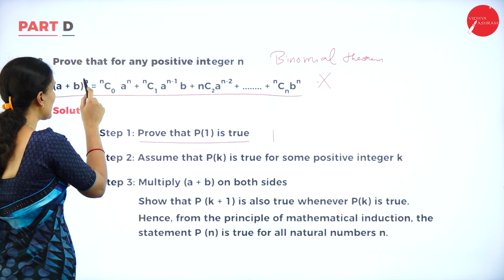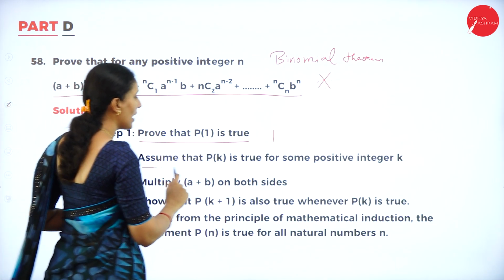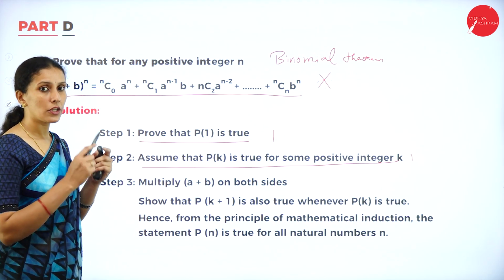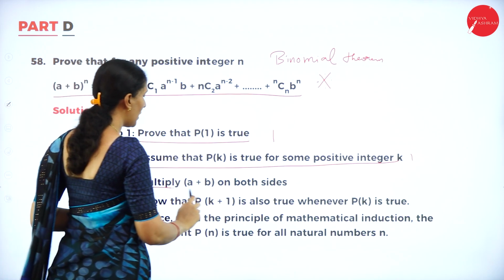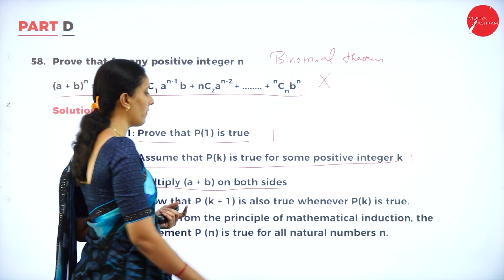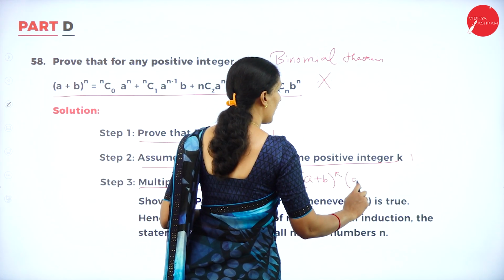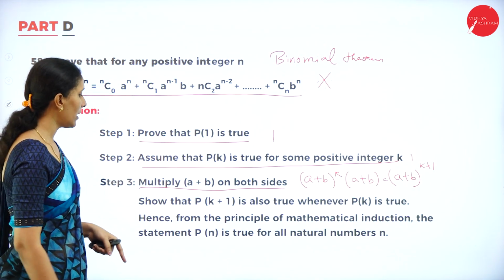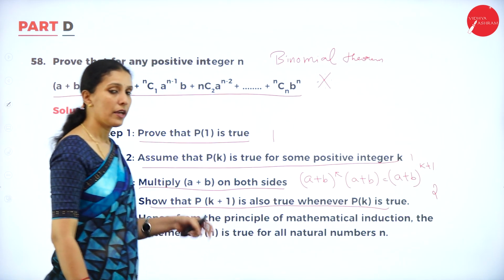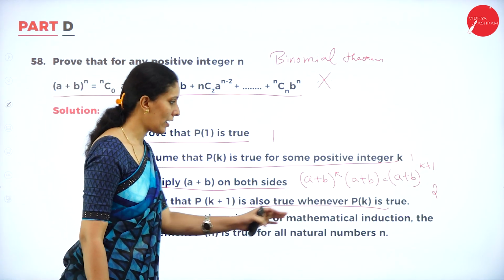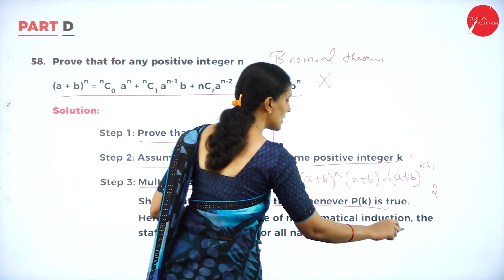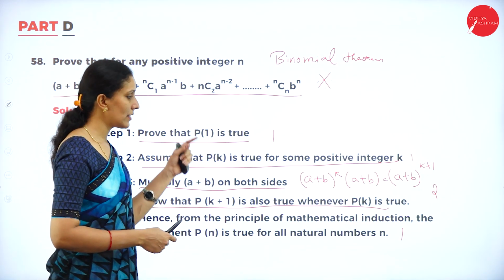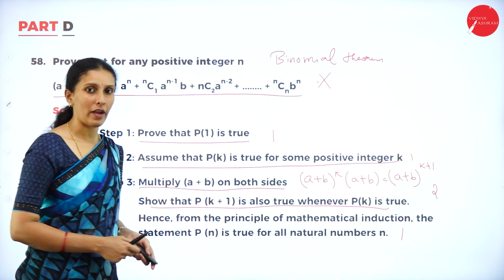Next we assume, replacing n by k in the whole equation, that P of k is true for some positive integer k, which carries 1 mark. Next, we have to show that it is true for k plus 1. To show that, we multiply a plus b on both sides, so that the right side becomes a plus b to the power k into a plus b, which is a plus b to the power k plus 1. We have to show that these two are equal. Once you show that these two are equal, which carries 2 marks in the steps, we conclude. Hence, from the principle of mathematical induction, the statement P of n is true for all natural numbers, which carries 1 mark. So total 5 marks for this theorem. Learn this theorem, write it as it is, since it is easy to understand and easy to remember the steps. So this is a 5 marks question again.